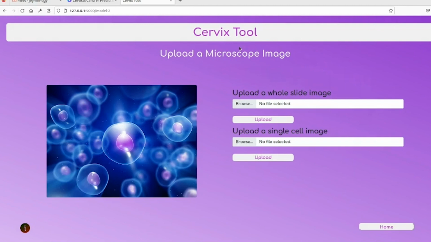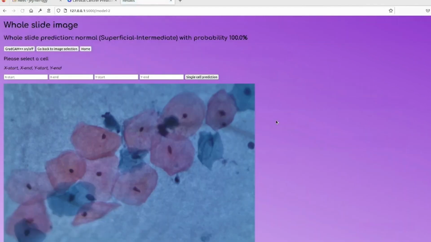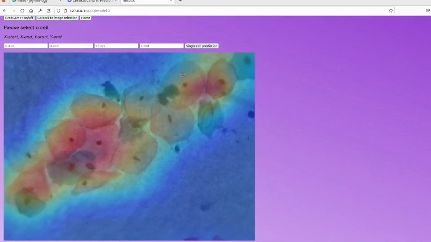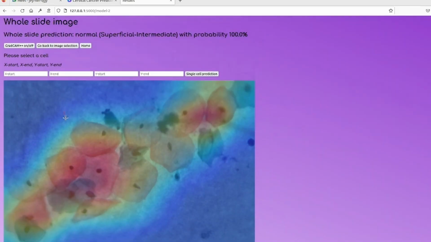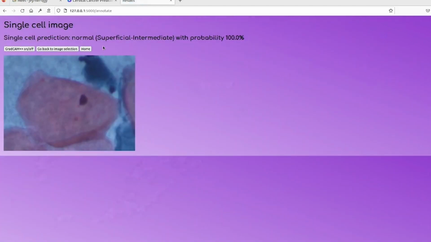So I can show you. Here we can upload either whole slide images or single cells. We upload, for example, this one. This is a whole slide image. The prediction is normal, so not indicating cancer. You can see here where the model focused more to give this prediction. It is possible to select an area of a single cell, and of course we get a similar result. This was a simple example.